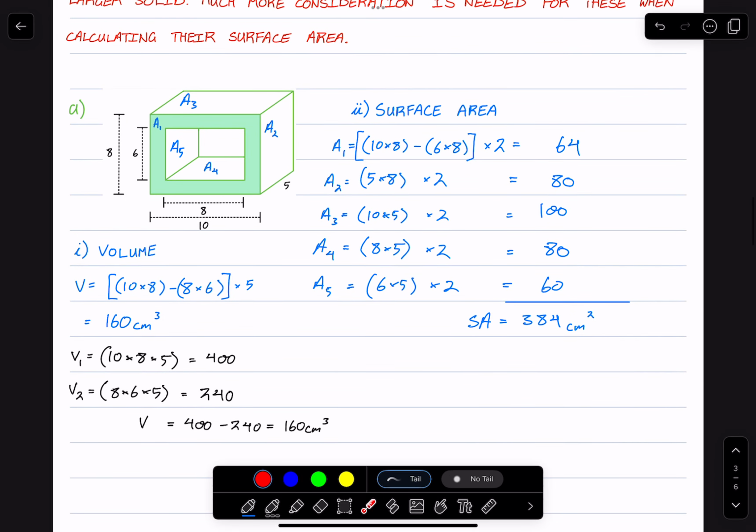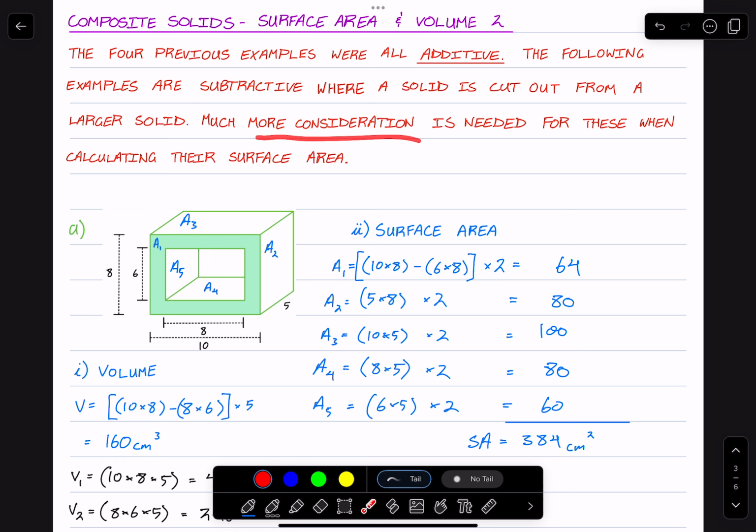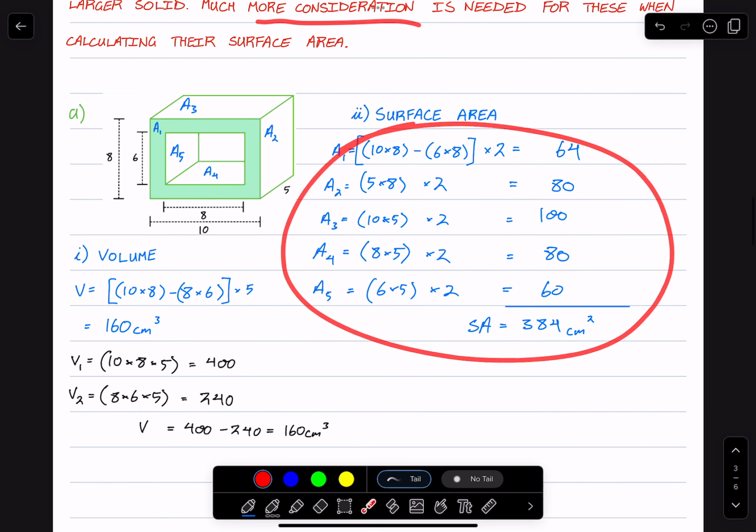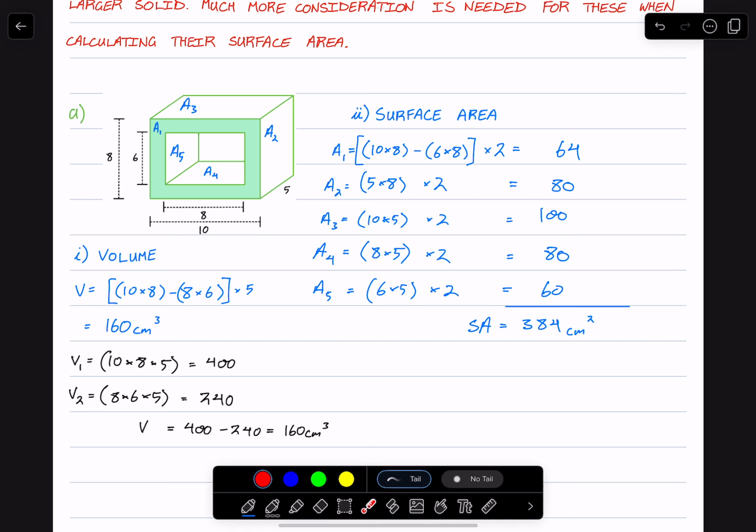So just by this demonstration, I hope you can see that indeed more consideration needs to be accounted for when we calculate the surface area of subtractive solids.